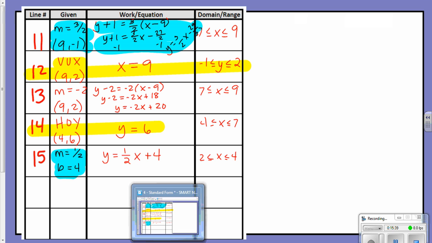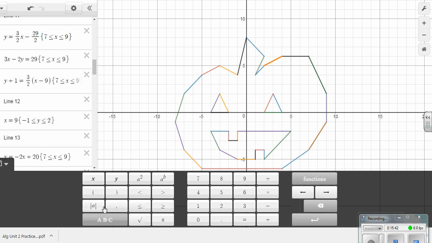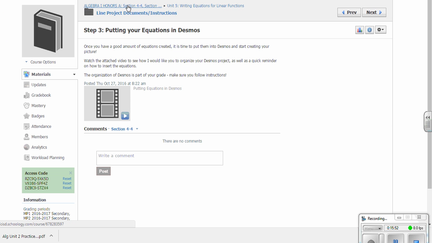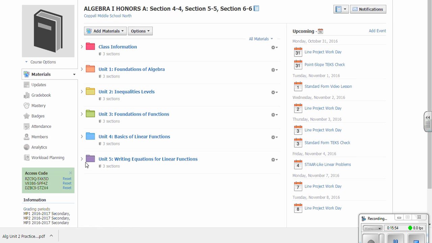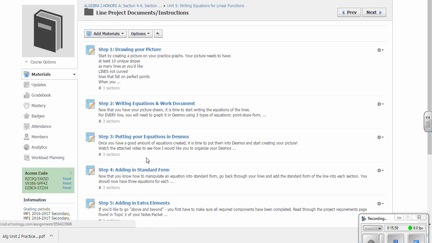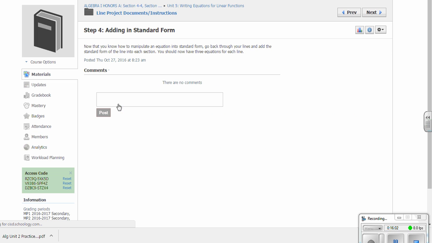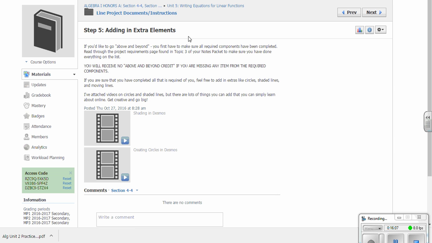The only thing I have not brought up as far as your project is concerned is the shading and the circles, okay? And the place you're going to find that is in Schoology. If we go into our course, you go into Unit 5, Line Project Documents or Instructions. Again, there's lots of good videos in here. Adding in standard form is what we just went through, right? Step 5 would be adding in extra elements. Here is where we've got the shading and the circles, okay?